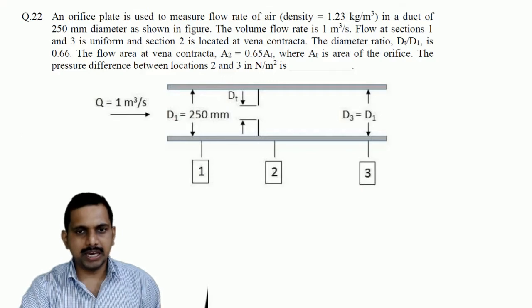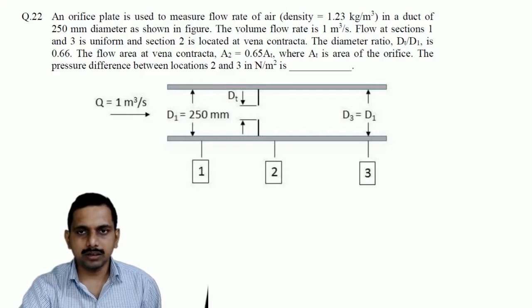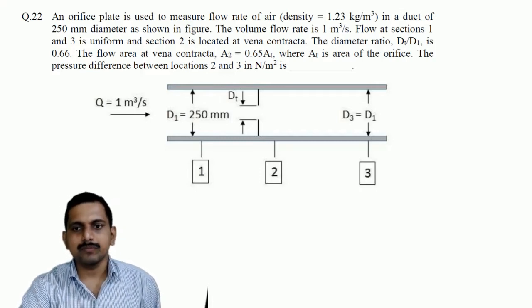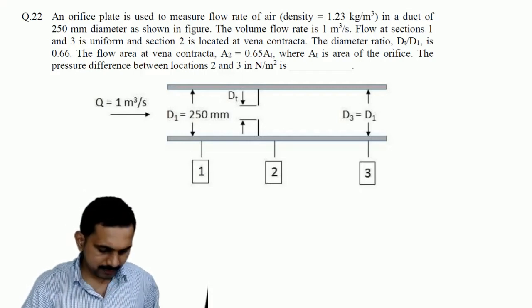The flow area at the vena contracta A2 is equal to 0.65 into AT, where AT is the area of the orifice. A2 is the area of the vena contracta. The pressure difference between the locations 2 and 3 is, okay, we will see this.